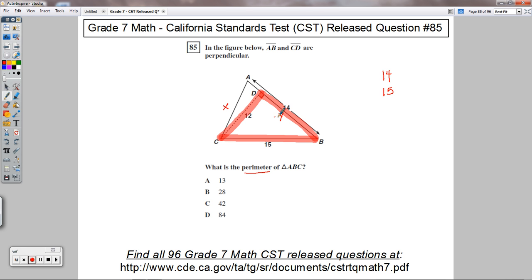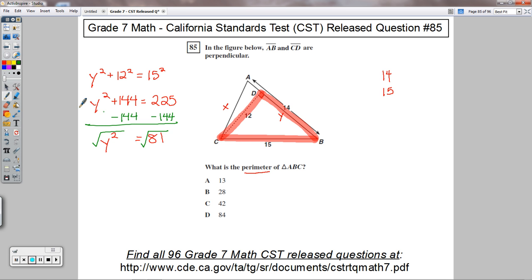So first off, your legs are the 12 and the y. They make the right angle, and the hypotenuse is 15. So you could say y squared plus 12 squared equals 15 squared. You have 144. This is 225. You subtract 144 from both sides. That leaves you with 81. So y squared equals 81. Take the square root of both sides, and square roots and squares cancel right there. You've got y equals 9. So this side right here is 9.